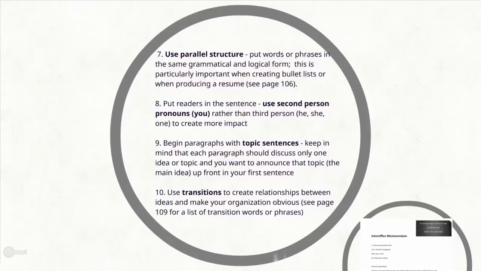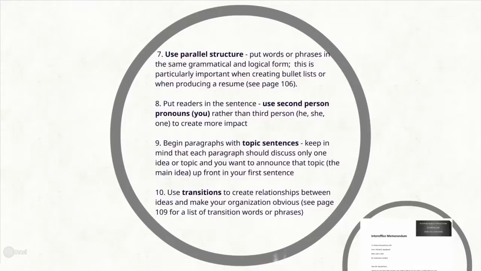So one thing to keep in mind when we're thinking about topic sentences is that each paragraph you produce in a professional document should typically discuss only one idea or topic. Your topic sentence should announce that main idea up front, so that if your reader's skimming through your document, they may only look at those topic sentences. They should be able to glimpse and see relatively quickly what each paragraph is about.